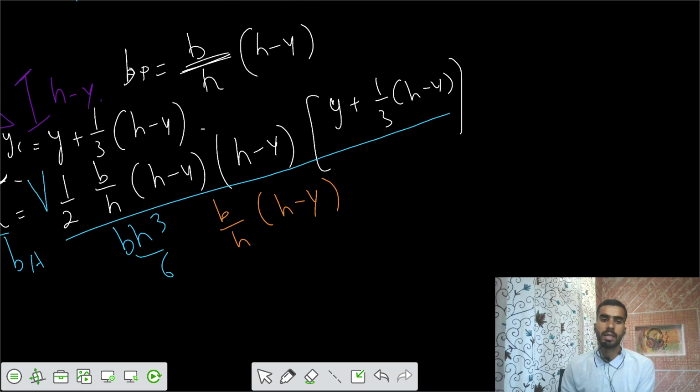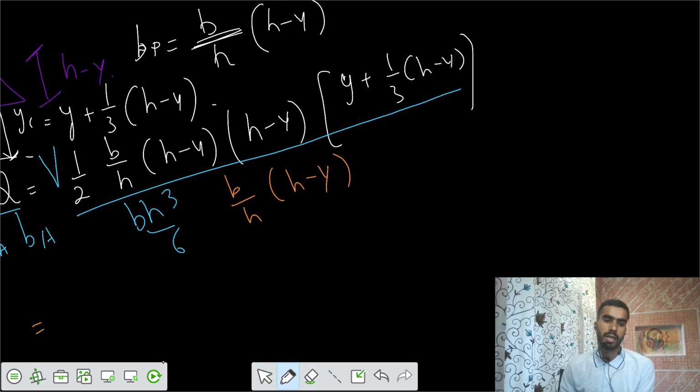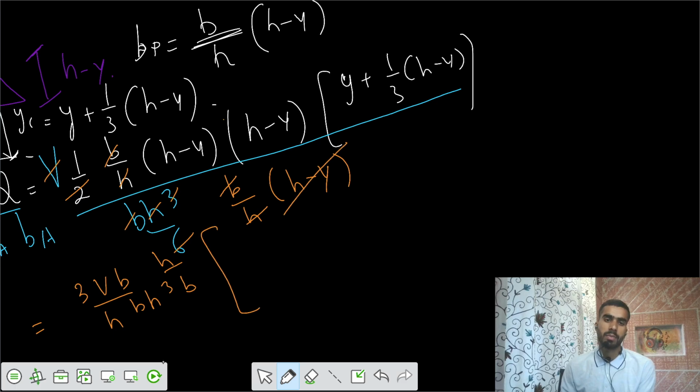Now you can simplify it. So I would write 3V by h, and we have bh cube. So we got this part. We got V 2 by 6 bh cube, b by h. We got these parts, and we have one more thing, that's b by h. So we got this one. Then we can say h minus y goes to 0, gets cancelled. So we are left with h minus y into 3y plus h minus y by 3.